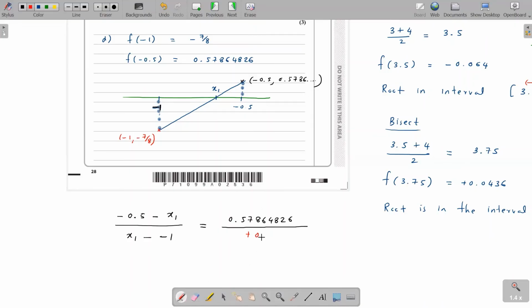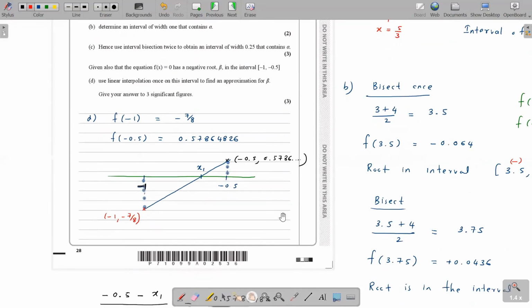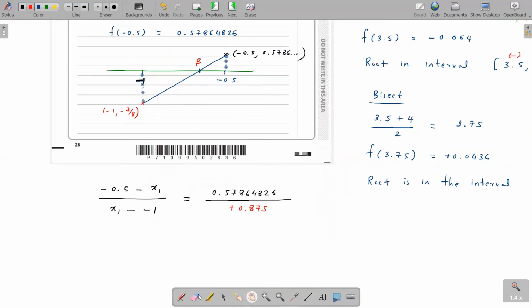Shall I use 0.875? Okay, so now you have to rearrange this equation and make what? Make x1 the subject, right? The x1 was the beta here, right? Approximation for beta. Yeah, x1 is the beta here. Shall we use beta instead of x1? Let's use the term beta here. Okay, make beta the subject, shall we?